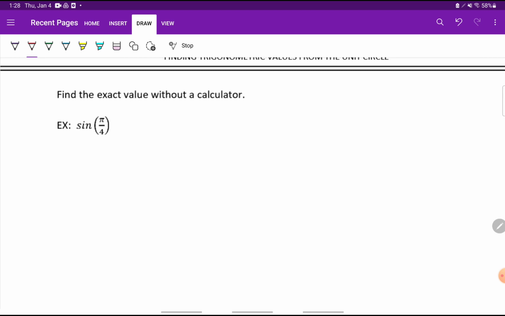Now, after some time, you may be able to do it with just the radian, and I'm going to point out some shortcuts to help you with the radian, but in the beginning, you may want to convert it to degrees to start. So if we take pi over 4 and multiply it by 180 over pi, we're going to get 45 degrees. So this is the same as finding sine of 45 degrees.